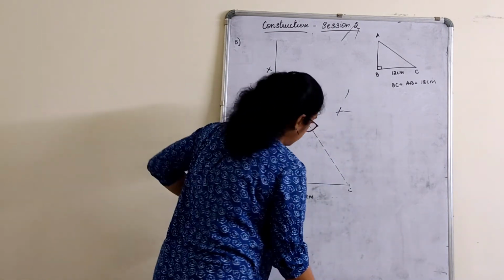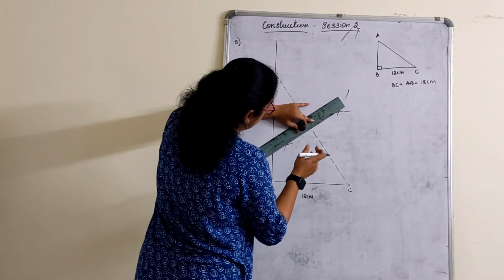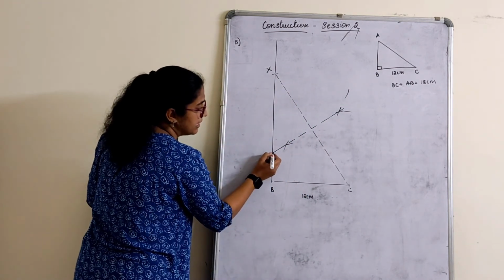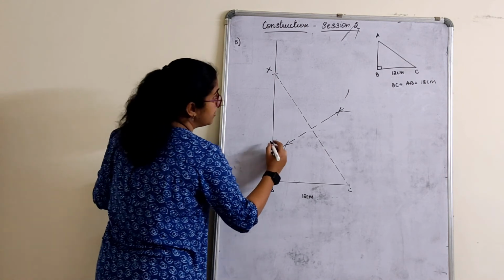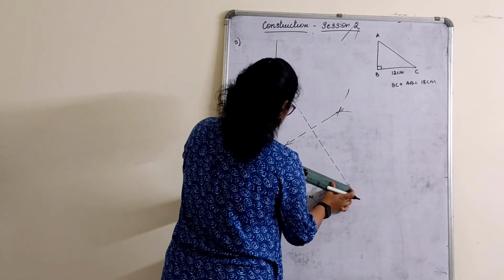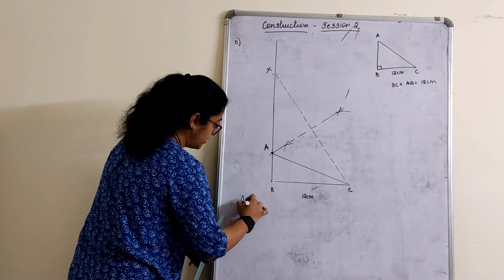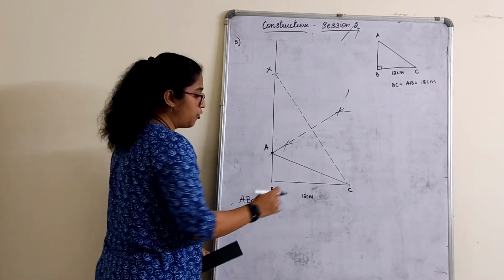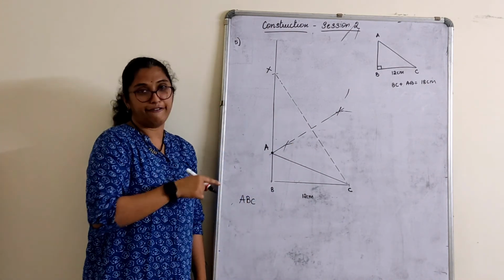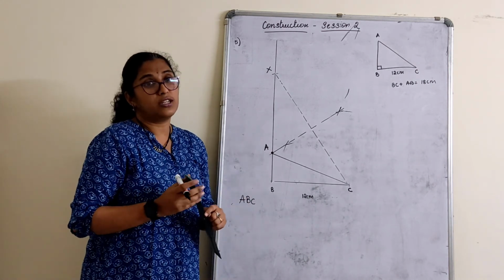Yes, so got an arc. It is cutting at this point. What is this point? This point is A. So with that respect, I have to join AC. ABC is the required right angle triangle. Check if you want. This is given as 12. Add AB and AC. You have to get that as 18 centimeter. If you don't get, your construction has gone wrong.